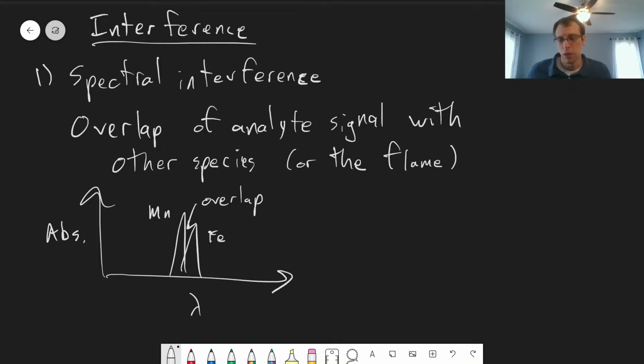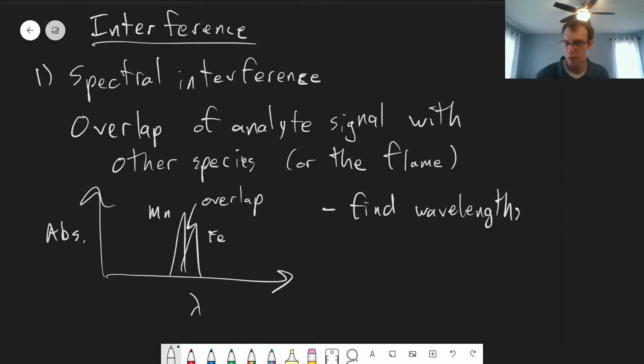So, even though these lines are very narrow, some atoms have a lot of absorption or emission peaks. Iron, for example, is pretty crazy with this. There are peaks all over the visible and ultraviolet range. So even with these very narrow line widths, you can still have overlap that happens. The easiest solution to get around this is to find wavelengths with no interference.